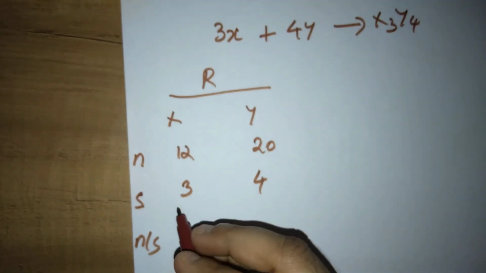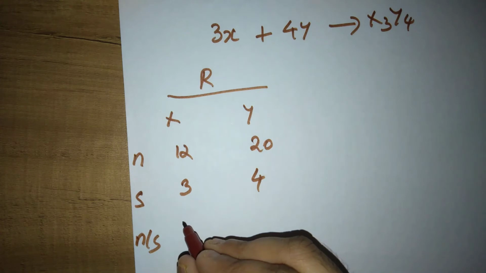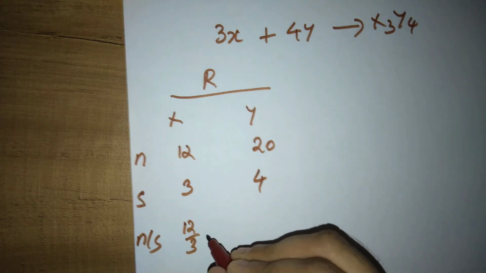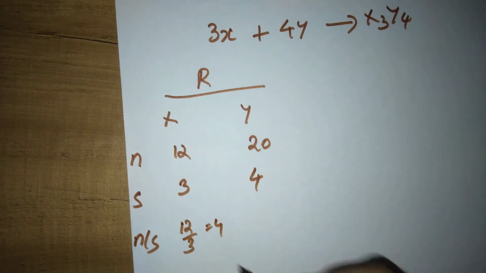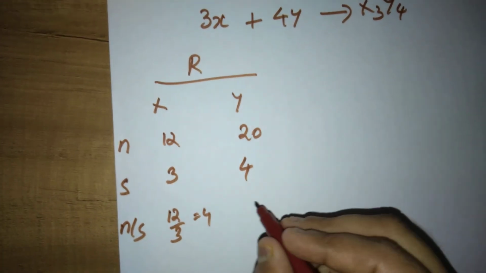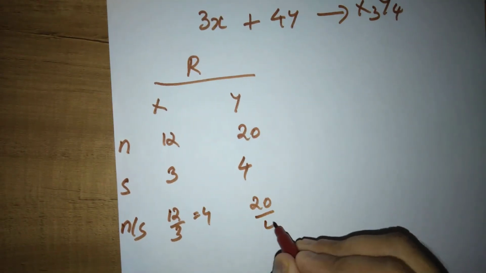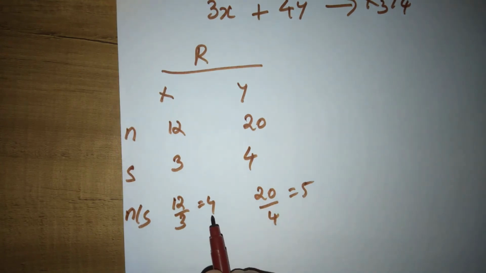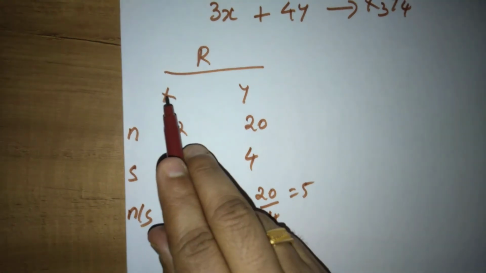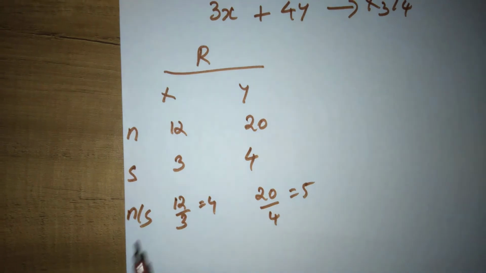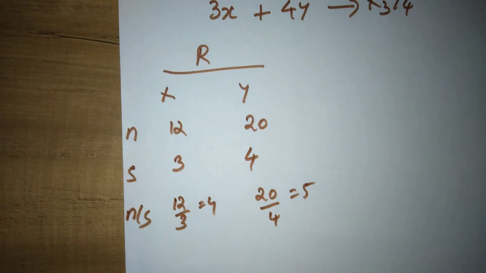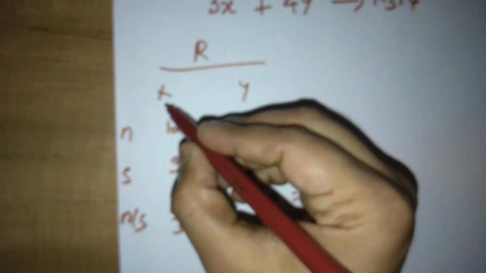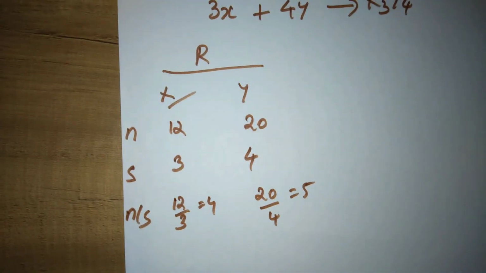For X, 12 by 3 equals 4. For Y, 20 by 4 equals 5. The least value is 4, so the limiting reactant is X. Whichever has the least n by S ratio is the limiting reactant. So X is the limiting reactant.